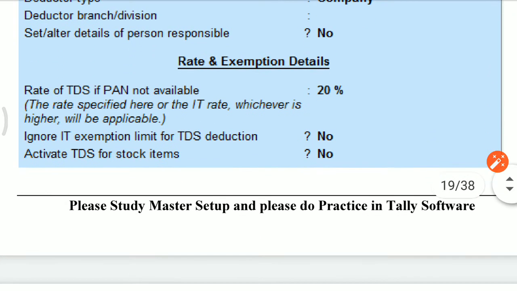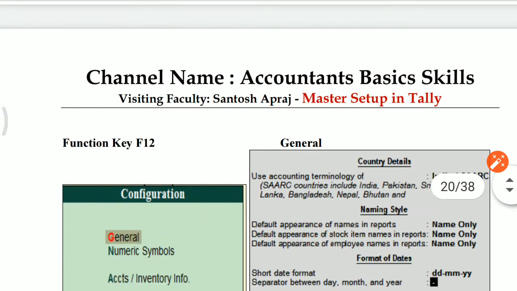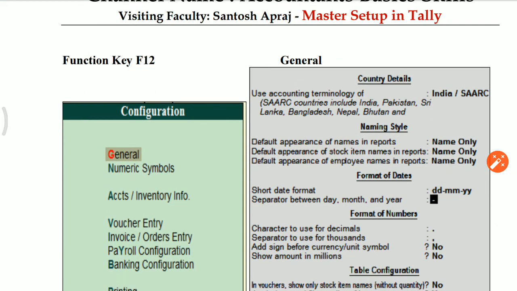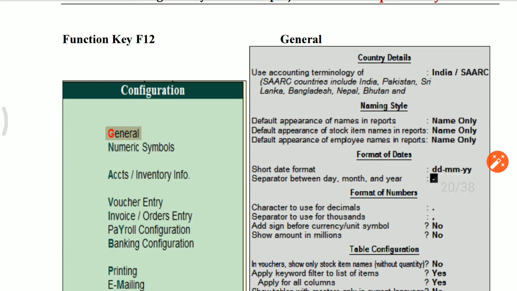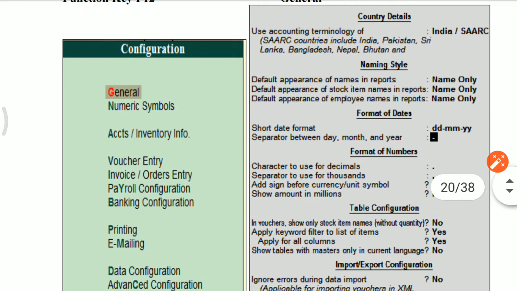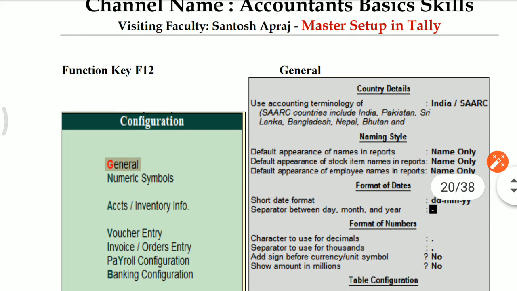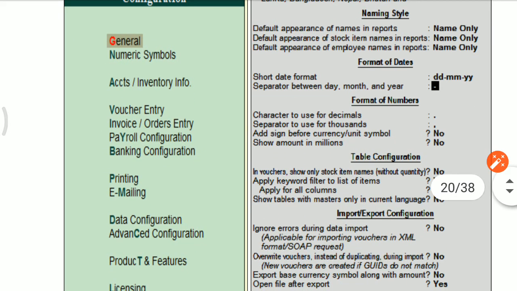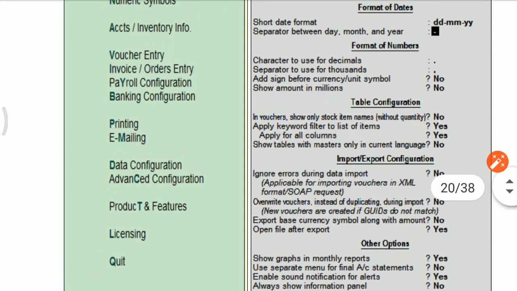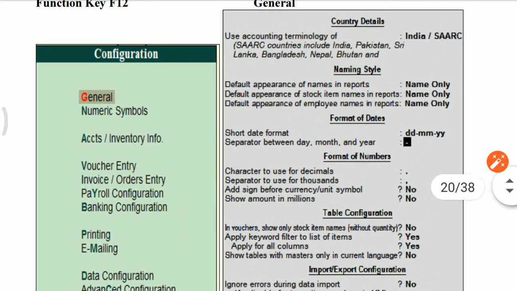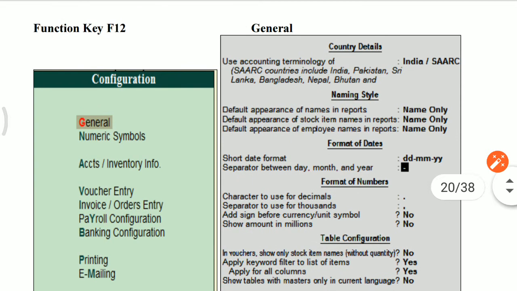Okay, now next option is function key F12. Friends, this is the most important setup of Tally software, so carefully understand. In this configuration setup, other setups are also given for printing of any reports or voucher printing or emailing, data configurations, advanced configuration, licensing details. All this important information is available in the function key.